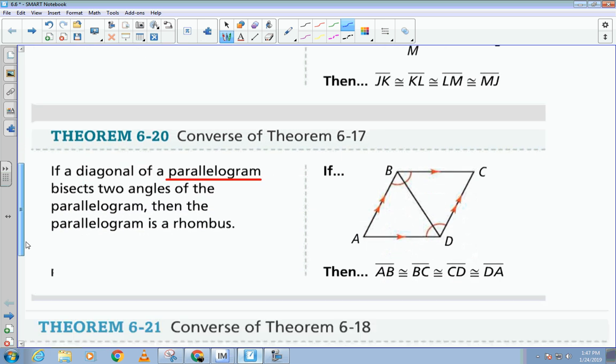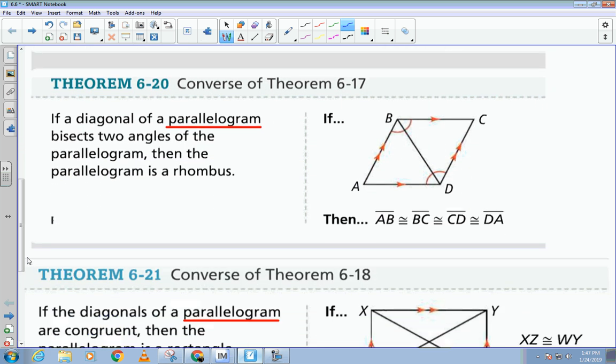Here's another one. If the diagonal of a parallelogram bisects 2 angles of the parallelogram, then the parallelogram is a rhombus. So again, if you establish it's a parallelogram, and you can show that one pair of opposite angles has been bisected, then you can say that it's a rhombus. So you can look at perpendicular diagonals or the fact that one pair of opposite angles has been bisected.